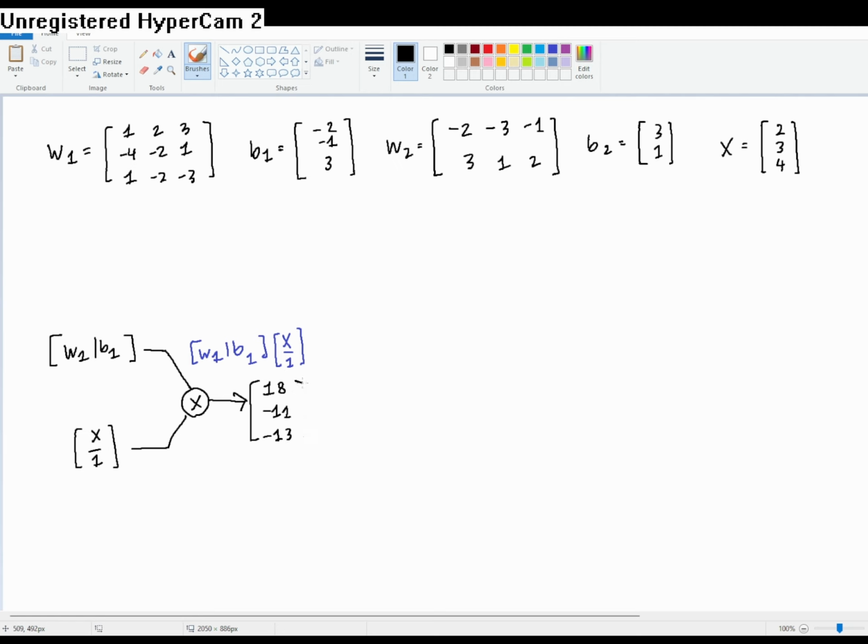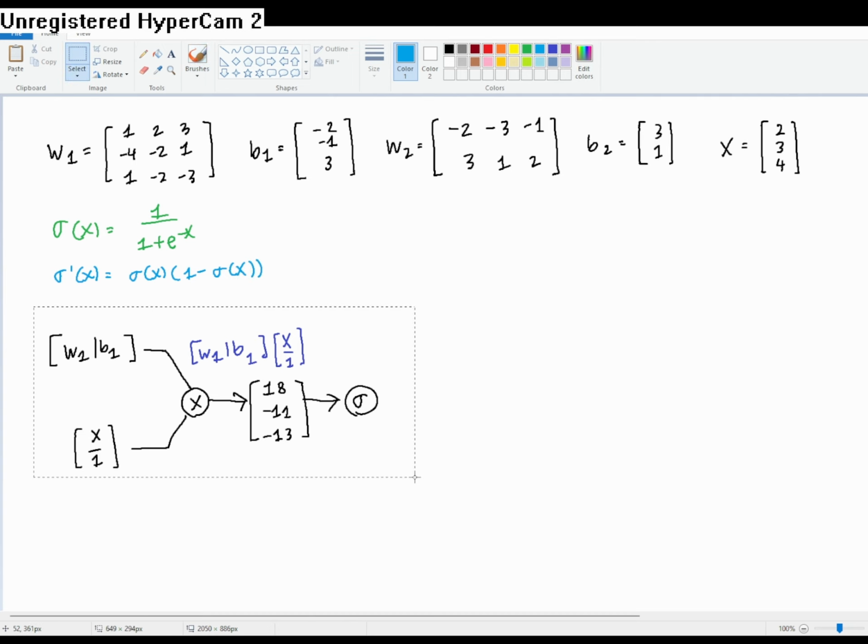After this, you're going to want to activate this matrix using the sigmoid activation function. Now, let's talk about sigmoid. The sigmoid activation function is sigmoid of x equals 1 over 1 plus e to the negative x. And just for later, because we're going to need it, let's specify the derivative of the sigmoid. It's the sigmoid of x times 1 minus the sigmoid of x. There you go. No difficult derivatives required.